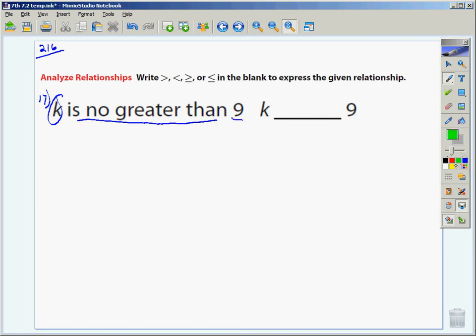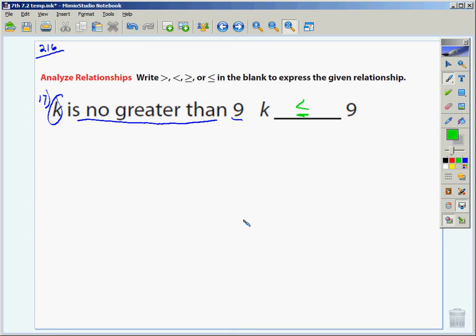And when I'm doing this kind of problem, the first thing I ask myself is, can it be 9? Can it be equal? It says it is no greater. Is 9 greater than 9? No. So it can be equal. So I draw the line underneath. Then I ask myself, can it be more or can it be less? That's what I have to ask. Is it going to be more than 9? No, because it says no greater than. So it must be K is less than or equal to 9.